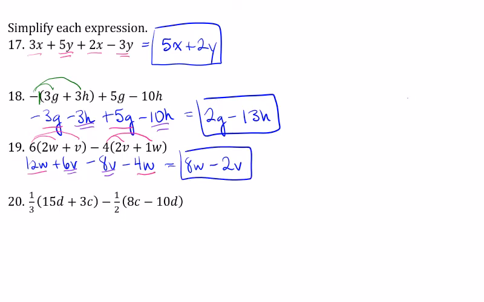All right, and last but not least, we have number 20. Same idea as number 19, right? Almost exactly the same except for we have fractions. All right, but no big deal. We're not scared, right? So we're going to multiply 1/3 times 15d. So if you need to, you can kind of think about this off to the side. 1/3 times 15, that would be 15 over 1, right? So we can multiply 1 by 15 and get 15. 3 times 1 is 3. 15 divided by 3 is 5. So I'm going to get 5d, right?